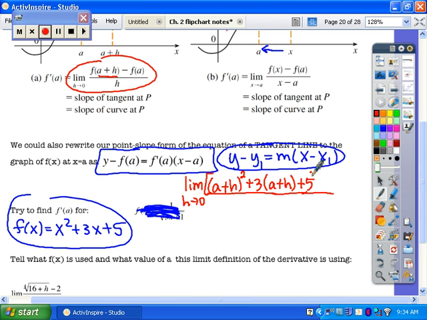Then I need to subtract f of a. Well, what would f of a be? How would I get that?